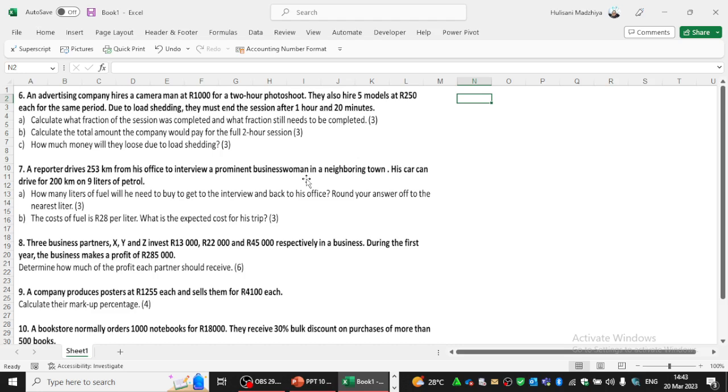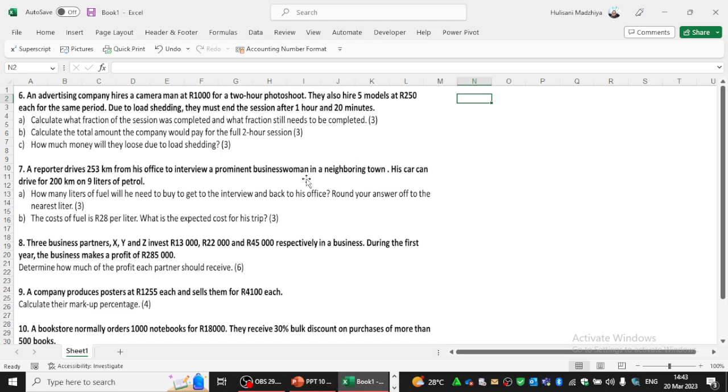So that is the scenario. The advertising company is hiring a photographer for 1,000 for 2 hours, and also hiring 5 models, each being paid 250 for the 2-hour photo shoot. And due to load shedding, they must end the session after 1 hour 20 minutes, which is before their agreed time of 2 hours, which they already paid the models and the cameraman for.